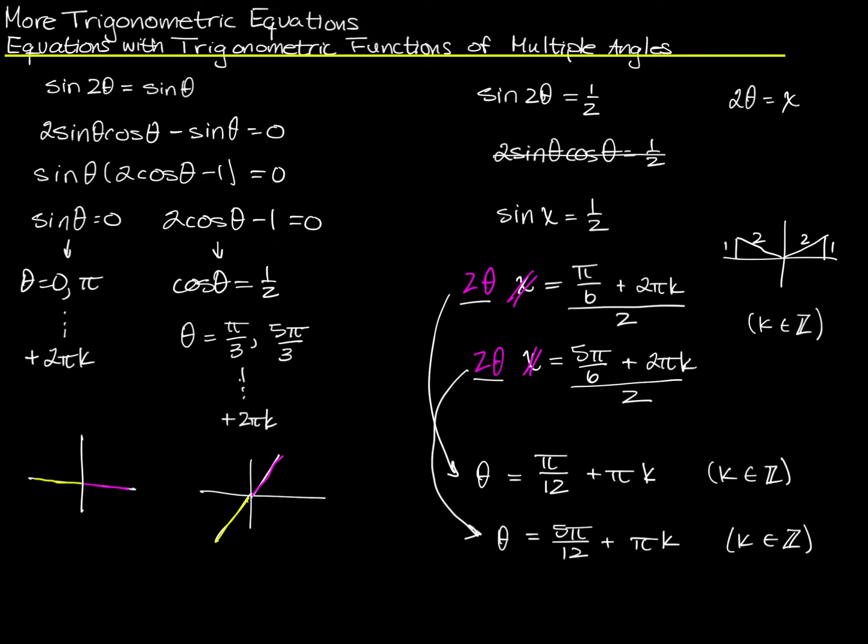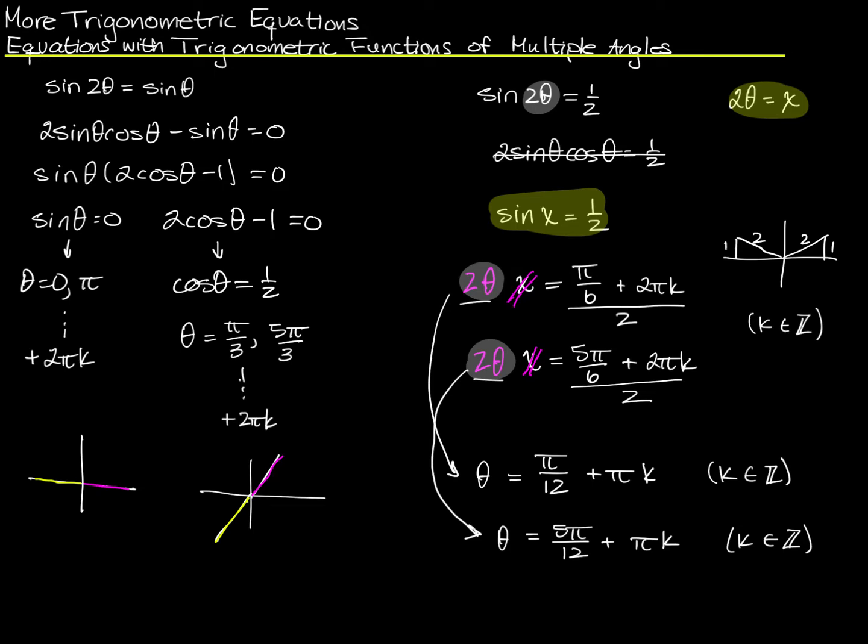And 2 theta, the angle you're looking for, right? 2 theta is equal to pi over 6 plus 2 pi k, and 2 theta is equal to 5 pi over 6 plus 2 pi k, and then divide both sides by 2. And what that does is skips the step where you substitute. It's entirely up to you which of those two approaches you take.